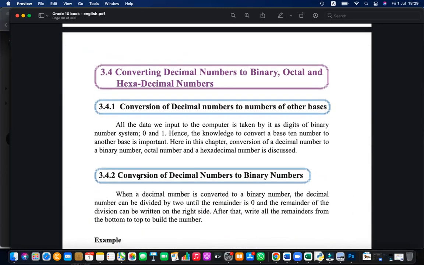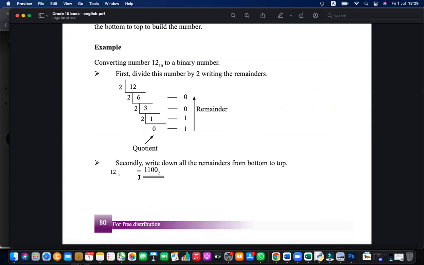Okay, converting numbers to binary, octal, hexadecimal, we learned. We have to continuously divide the number and write the remainder, up to quotient 0, and then you can read from bottom to top. You'll get 1100 here. 12 divided by 2 is 6, remainder 0. 6 divided by 2 is 3, remainder 0. 3 divided by 2 is 1, remainder 1. 1 divided by 2 is 0, remainder 1. And you take it from the bottom to top, it is 1100. That is 12.